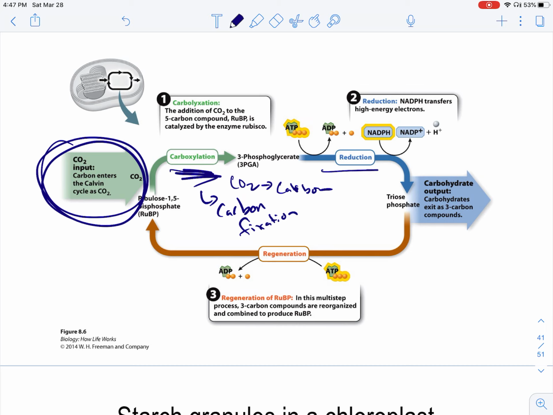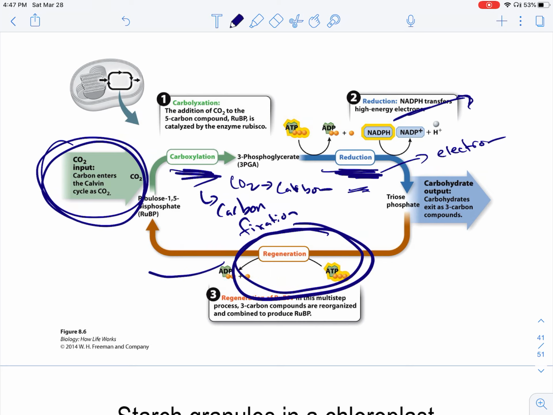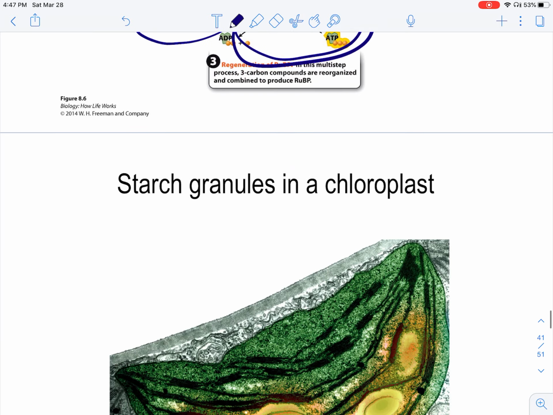The next is the reduction of that molecule. And so this reduction is adding electrons to it. So that's going to come from the NADPH because that's what's carrying the electrons, right? So first step is carboxylation. Second step is the reduction of the molecules. And then the next thing is the regeneration of the molecule so that it's available to pick up another carbon dioxide. And all of this takes a lot of energy.